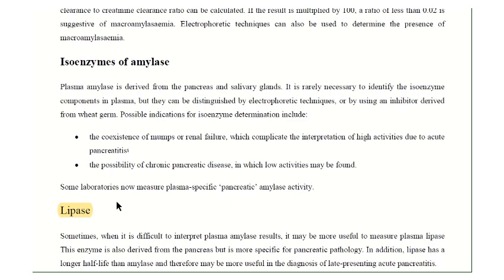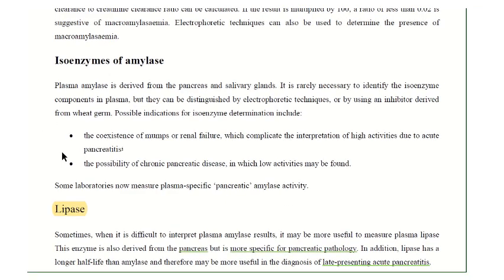Some laboratories now measure plasma-specific pancreatic amylase activity. بالنسبة للlipase, sometimes when it is difficult to interpret plasma amylase results, it may be more useful to measure plasma lipase. إذن في بعض الأحيان عندما تكون هناك صعوبة لتفسير نتائج البلازما amylase, it may be more useful ربما يكون more useful لقياس البلازما lipase.